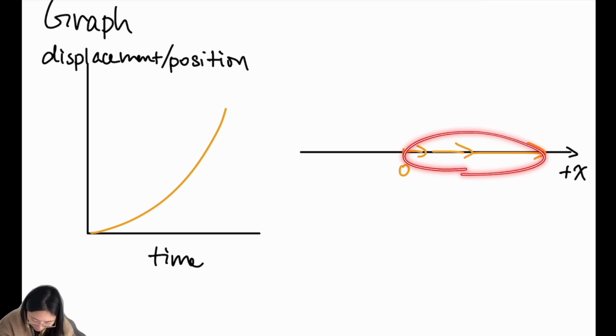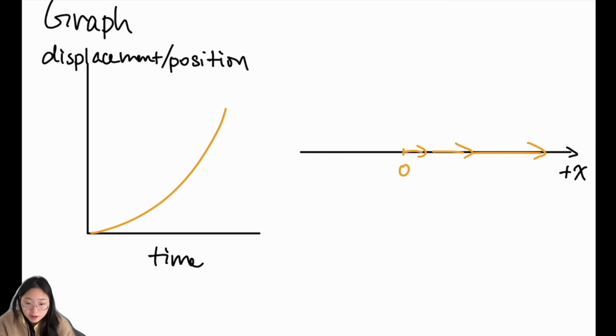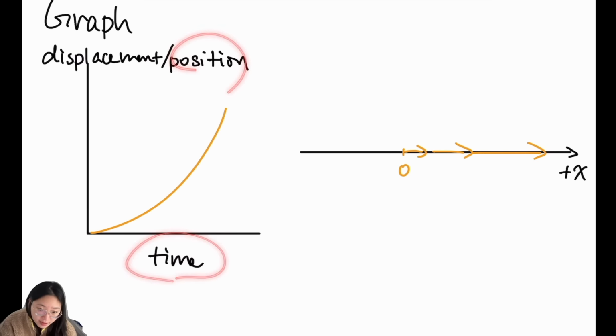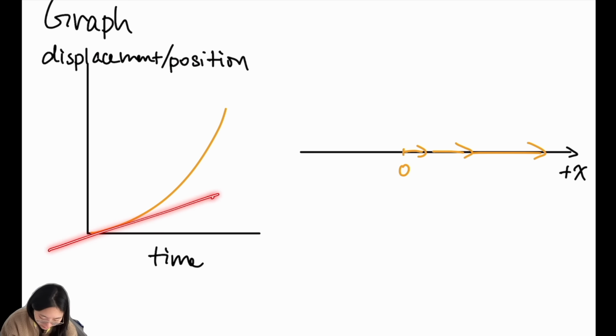And this is the vector diagram. The direction of the arrow represents the direction of the velocity, the direction of the motion, and then the length of the arrow represents how fast it is moving, the magnitude of the velocity. Okay, and based on the position versus time graph, how I draw the velocity versus time graph is by taking the slope of the tangent line.